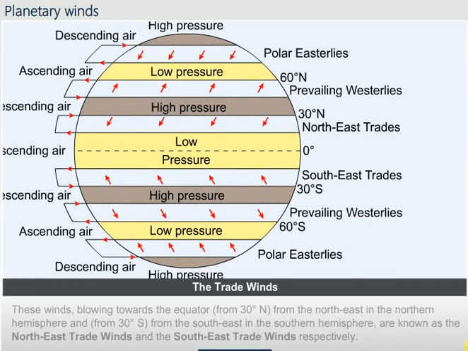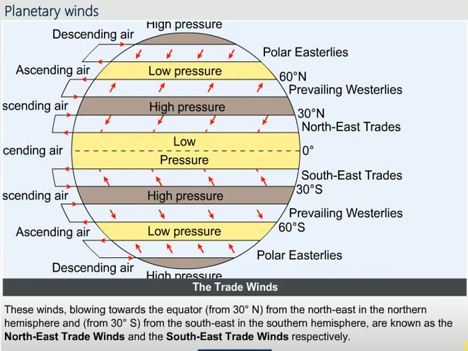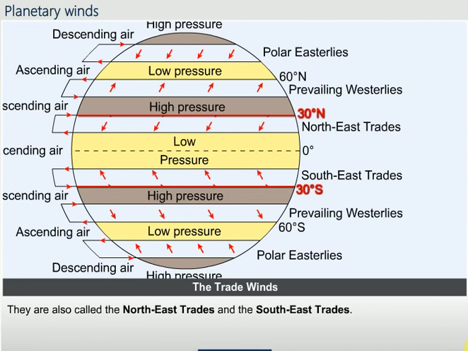These winds blowing towards the equator from 30 degrees north from the northeast in the northern hemisphere and from 30 degrees south from the southeast in the southern hemisphere are known as the northeast trade winds and the southeast trade winds respectively. They are also called the northeast trades and the southeast trades.